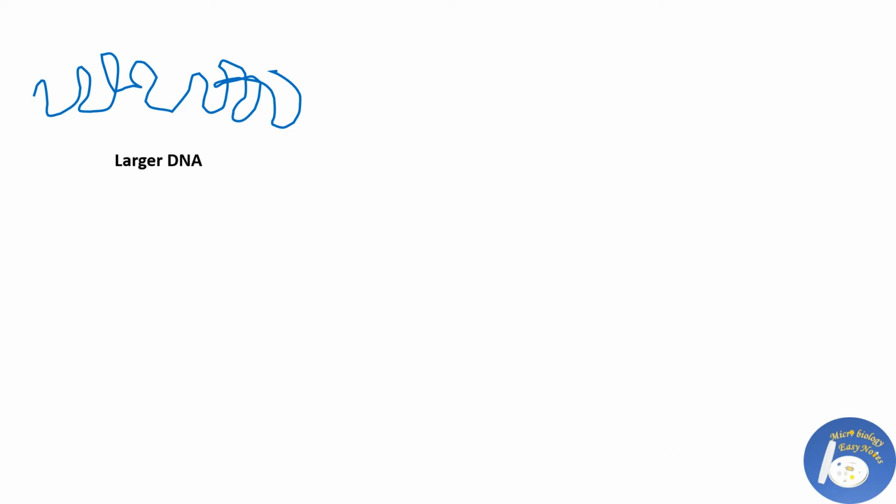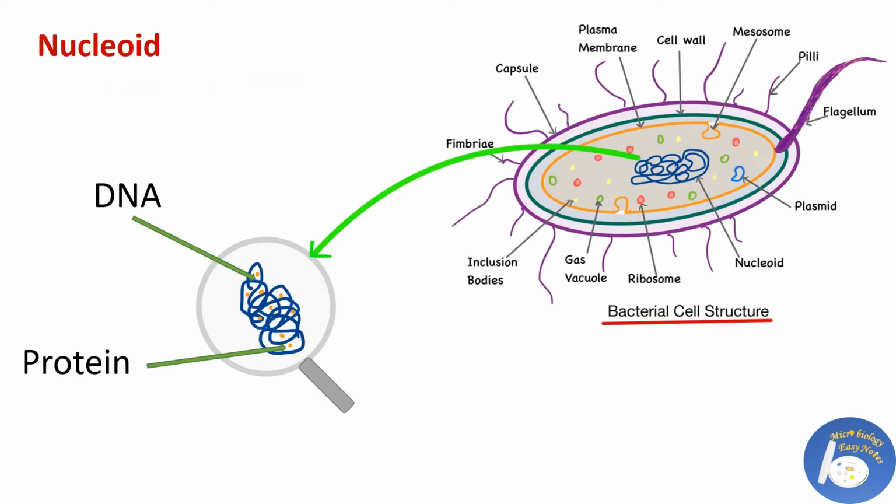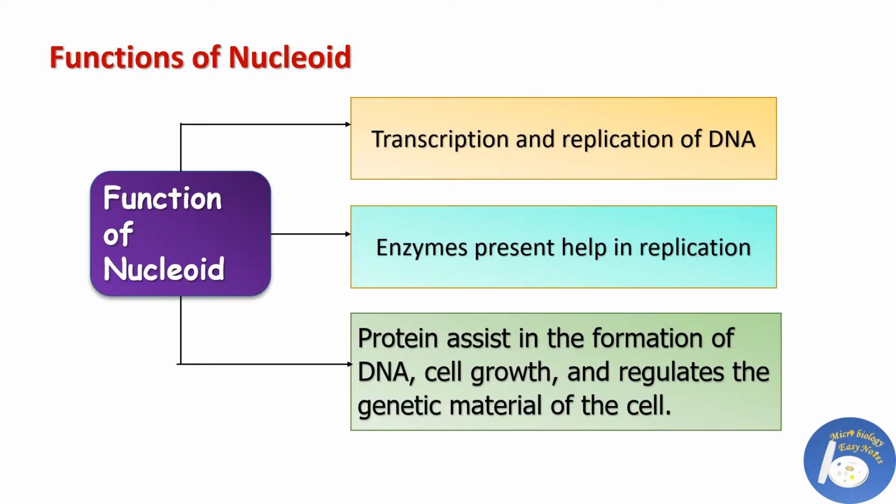The bacterial chromosome is very large compared to the cell dimensions, so it needs to be compacted in order to fit. The nucleoid is a region that contains the cell's chromosome and numerous proteins. The chromosome of most bacteria is a single circle of DNA. The nucleoid is essential for controlling the activity of the cell and reproduction. It is where transcription and replication of DNA take place. Enzymes that serve as biological catalysts are also present in the nucleoid, which help the cell with replication. Proteins that have other functional and structural roles, including assisting the formation of DNA, cell growth and regulating the genetic material, are also present in the nucleoid.